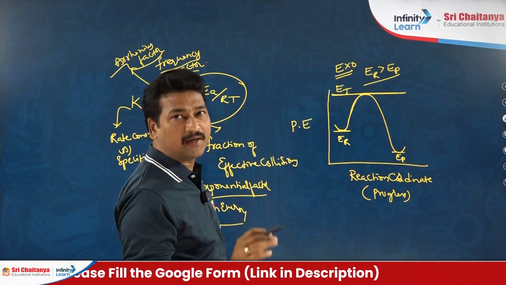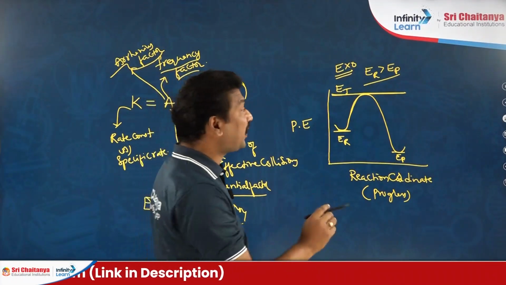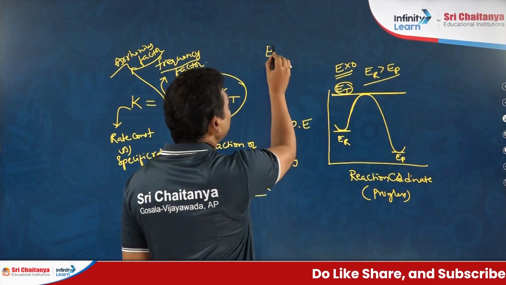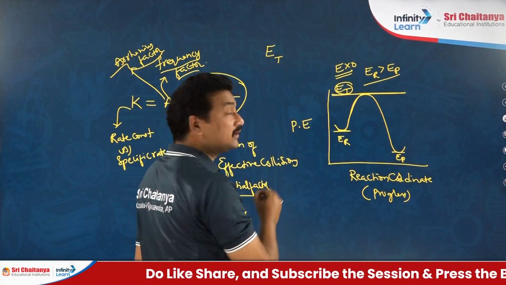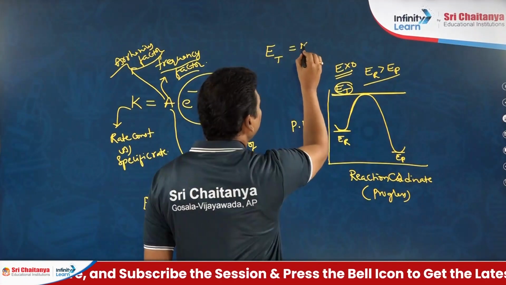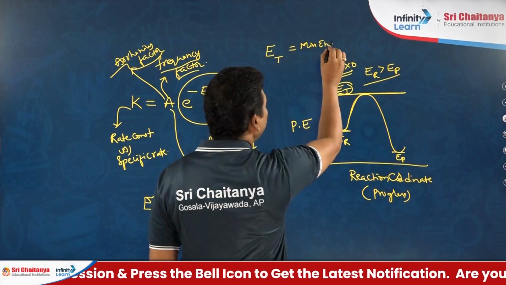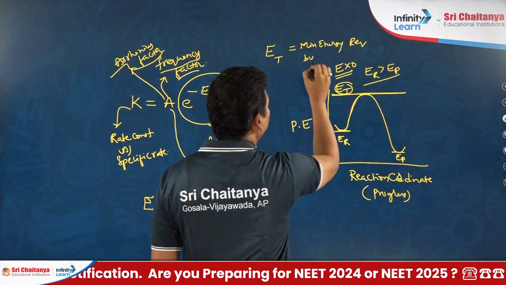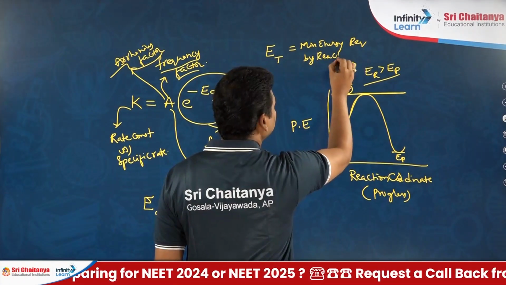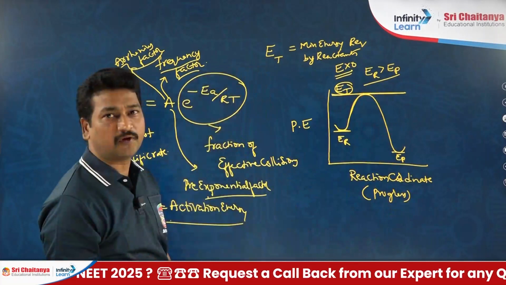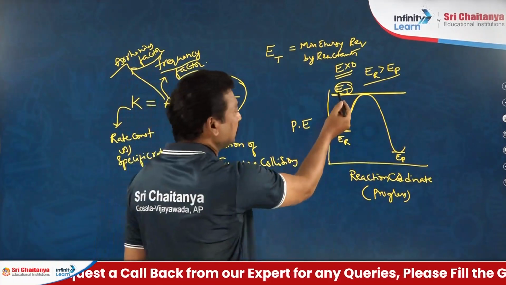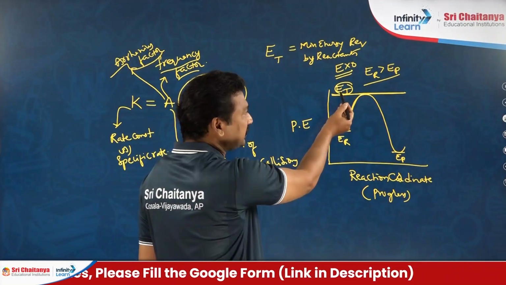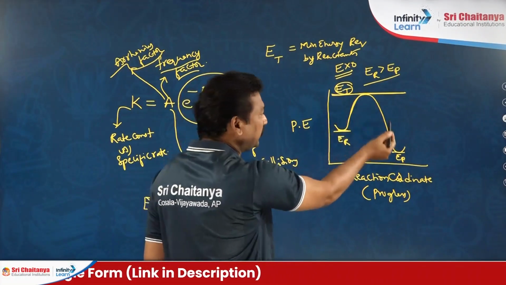The minimum energy required by the reactants to form the products is called threshold energy. What is the threshold energy? Threshold energy is nothing but ET. It is the minimum energy required by the reactants to form the products. This is the normal energy, the energy of the normal molecules. This is the required energy in order to form the products.